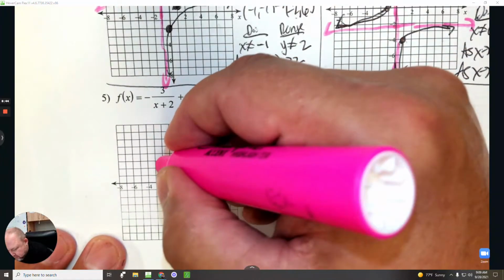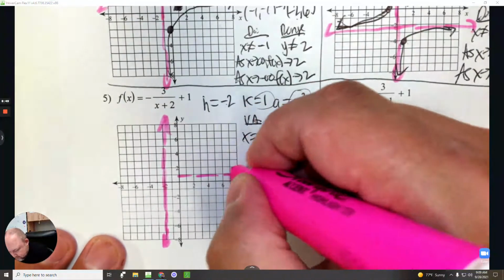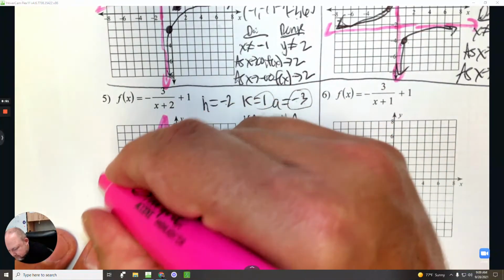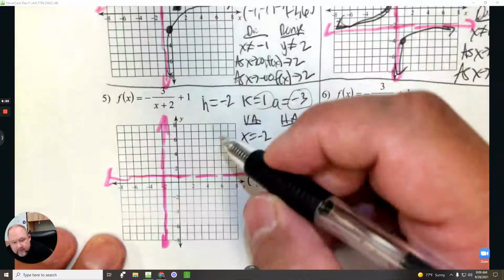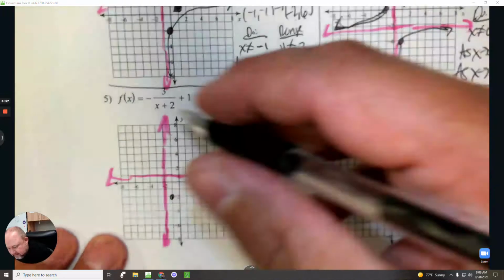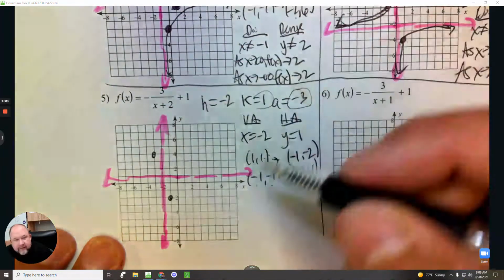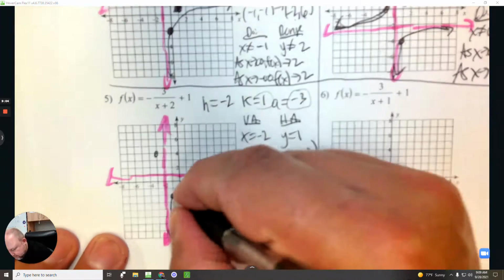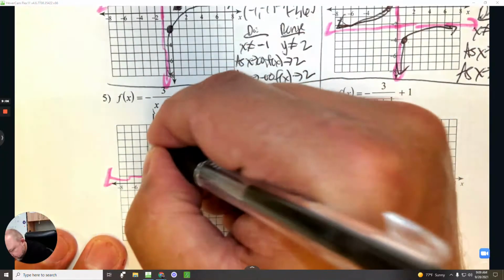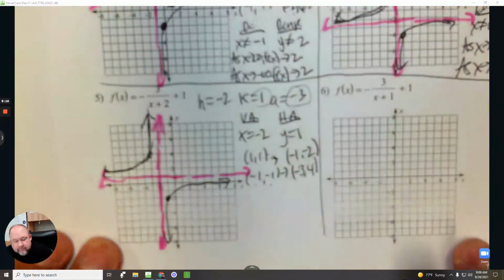So we have an asymptote at -2. We also have one at +1. And then plot the points. So -1, -2, and -3, 4. And then draw the curves. Beautiful.